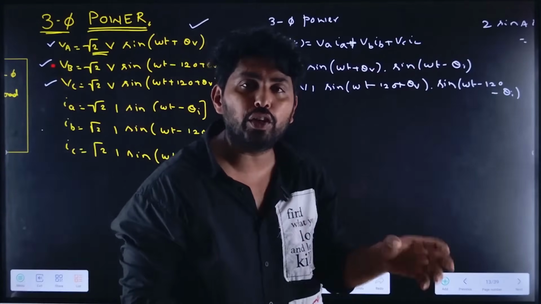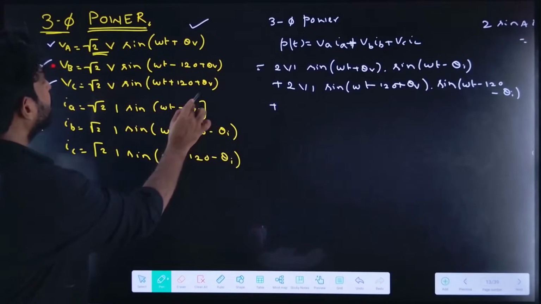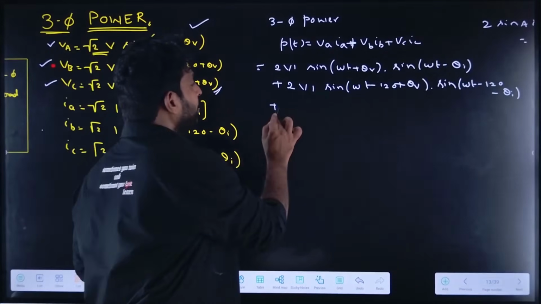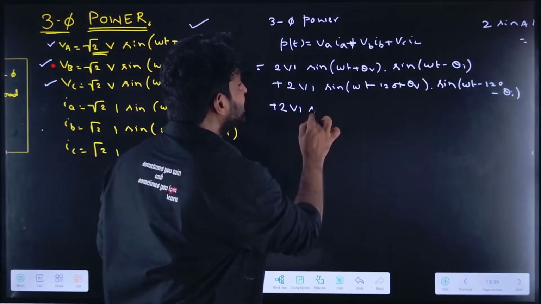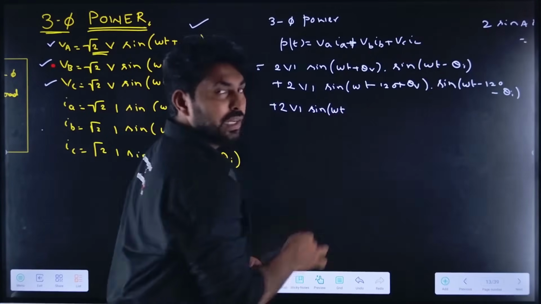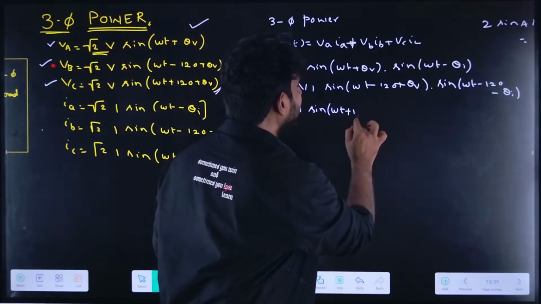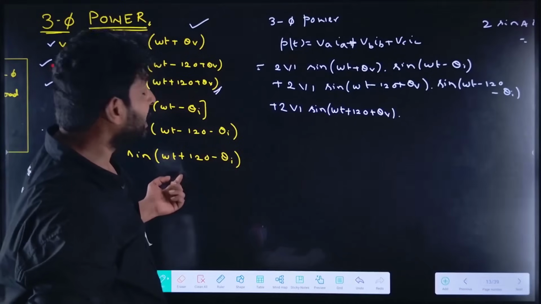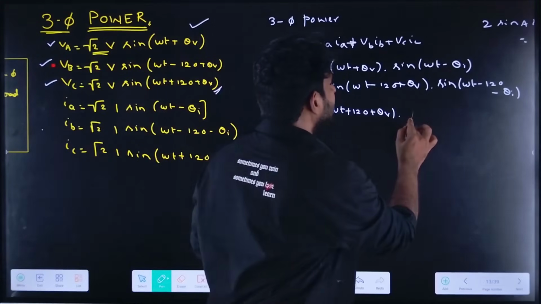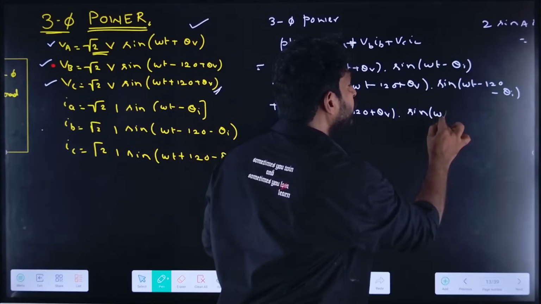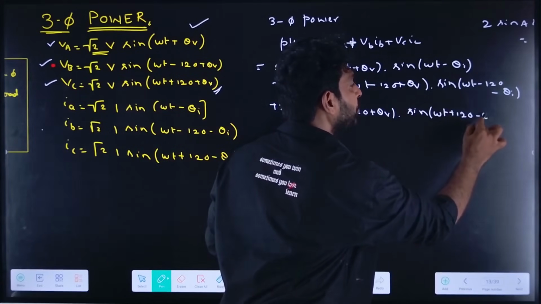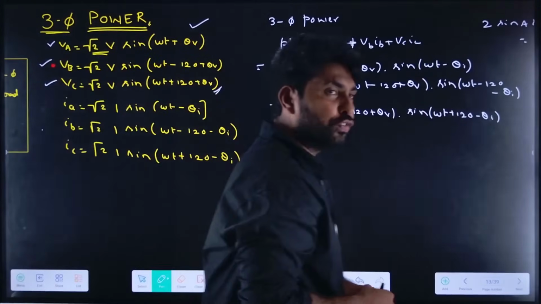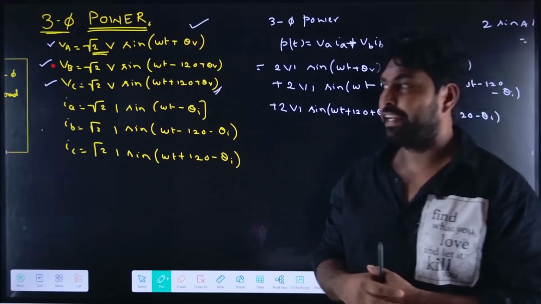Writing VC into IC, VC equals root 2 V sin(omega t plus 120 plus theta V), so the product is equal to 2 VI sin(omega t plus 120 plus theta V) into sin(omega t plus 120 minus theta I). Now what we need to find? We need to simplify it.